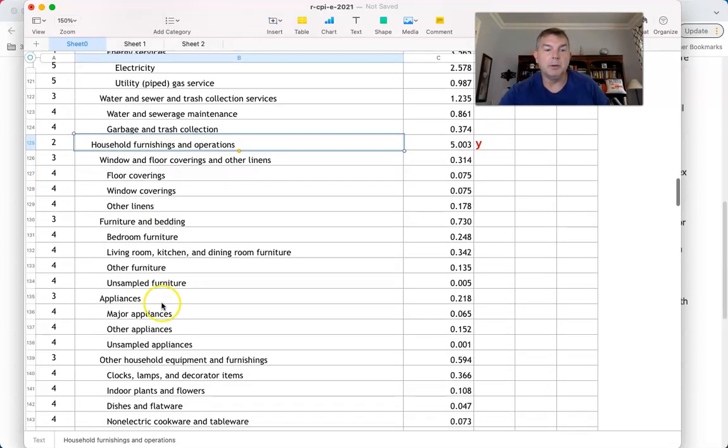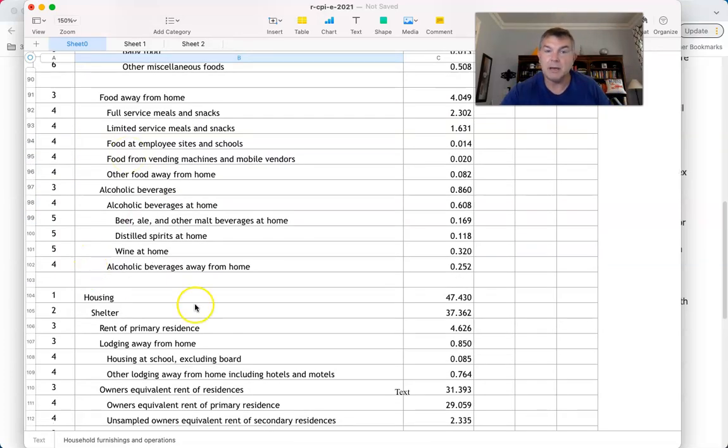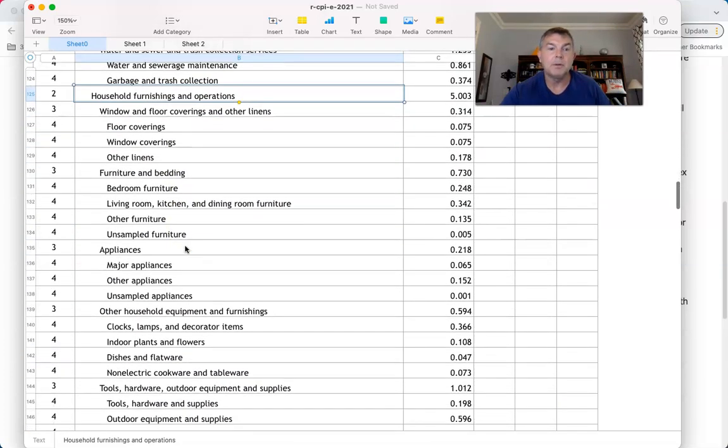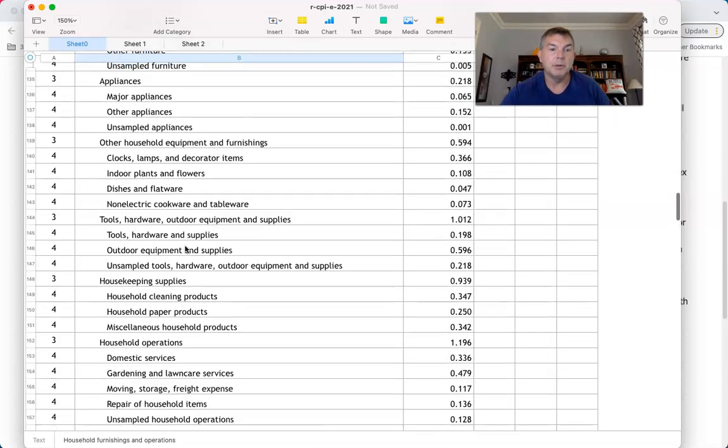We go to another number. So housing, furniture, and operations. Those appliances fall under that category. So you don't see a Y next to appliance because it falls under this category, because appliance is number 3. Household furnishings and operations are number 2, which falls under the entirety category of housing. All right, so we go look for another number 2 here, and I guess that's it.